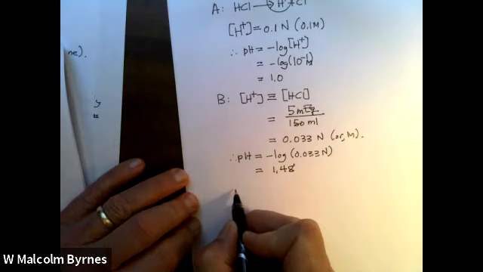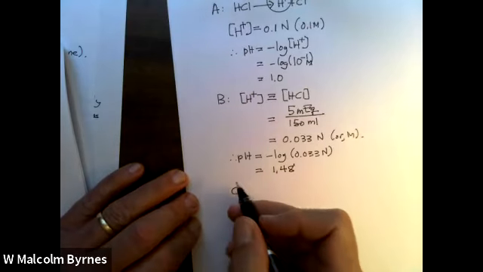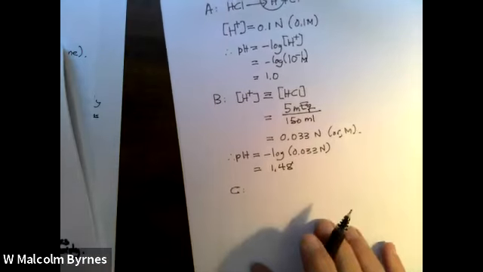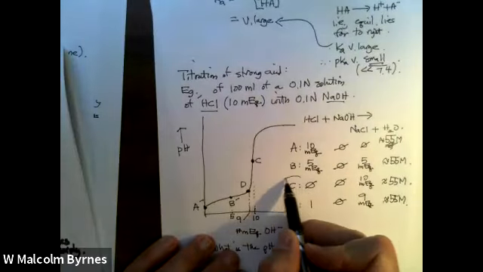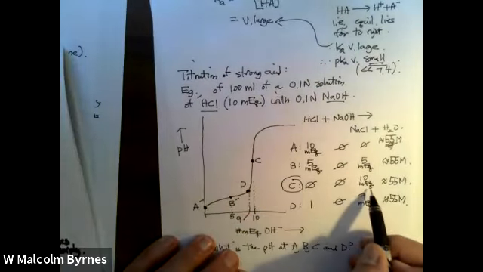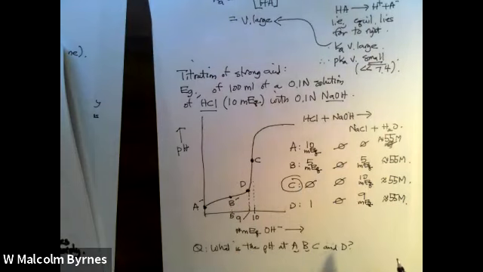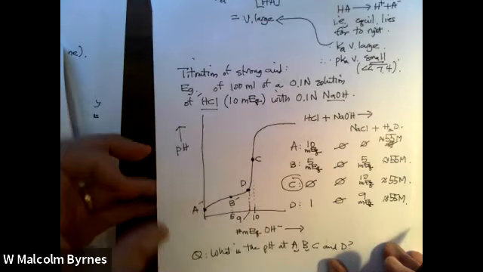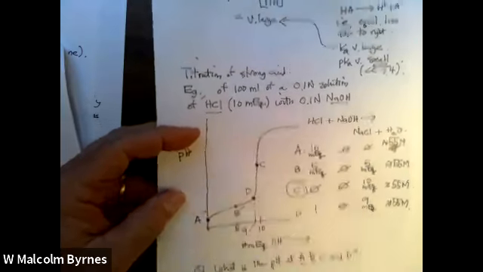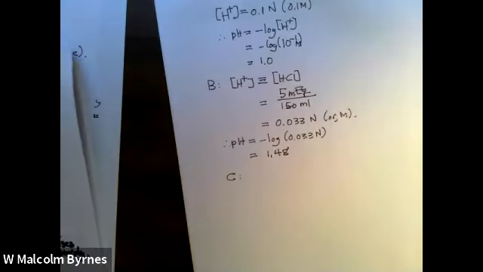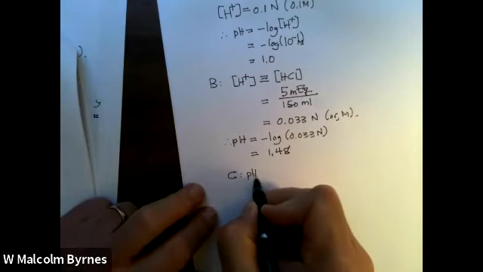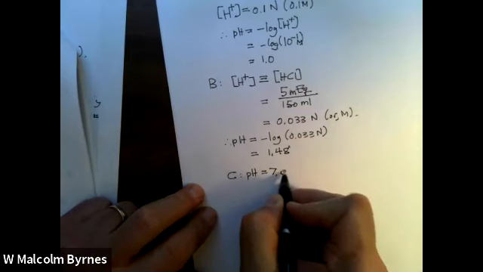Now let's look at point C. Now, let's think about point C. At point C here, all we have is salt, sodium chloride, which is a neutral salt, and doesn't affect the pH of the solution. And so the pH is just 7, the pH of water, because that sodium chloride is not going to affect the pH at all. pH equals 7.0.